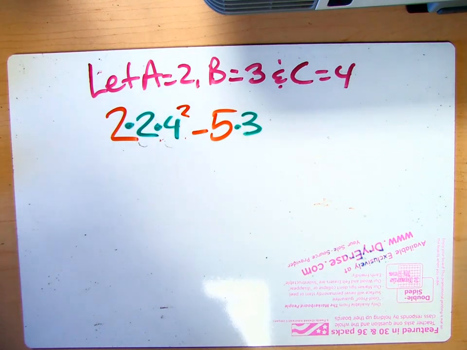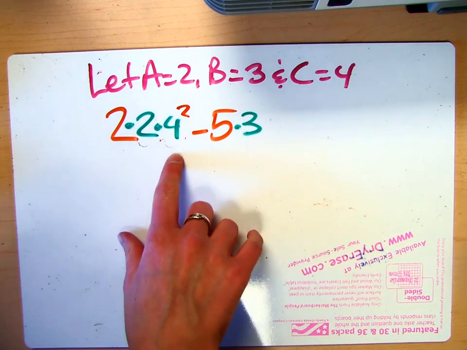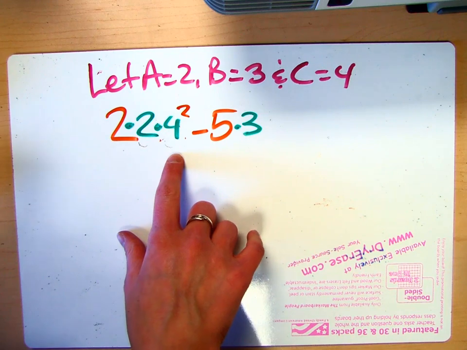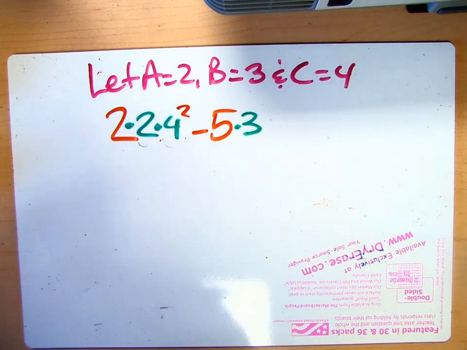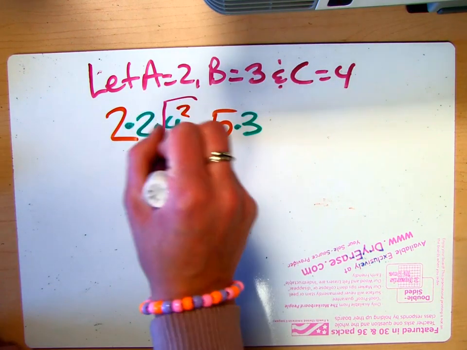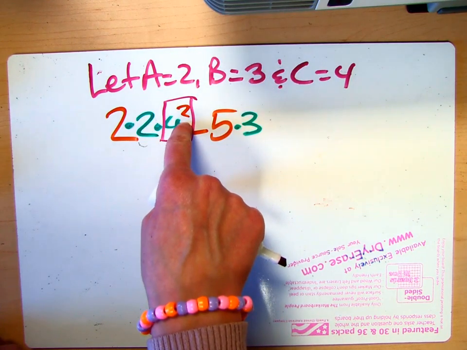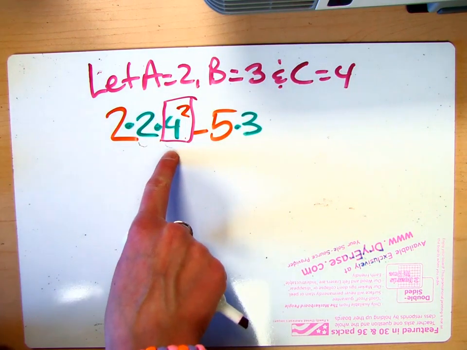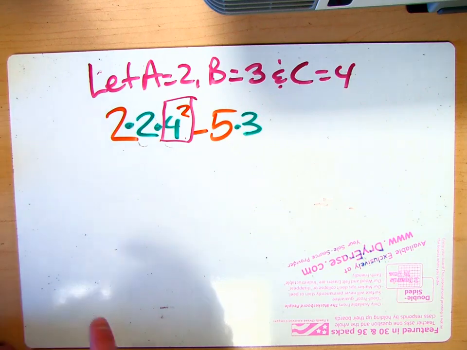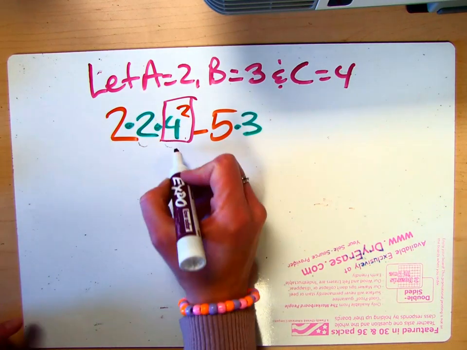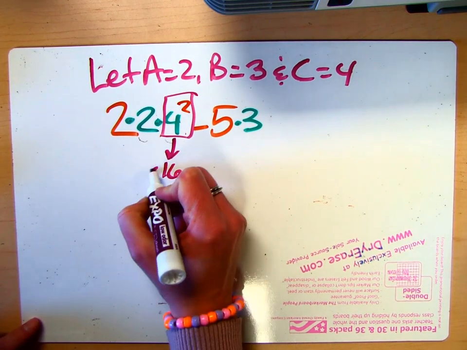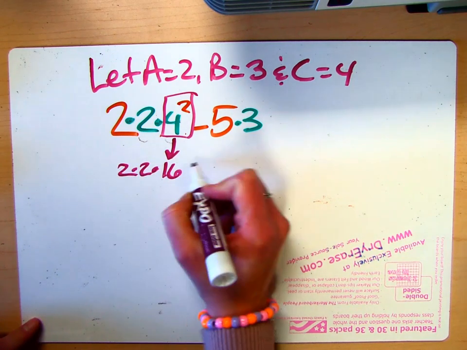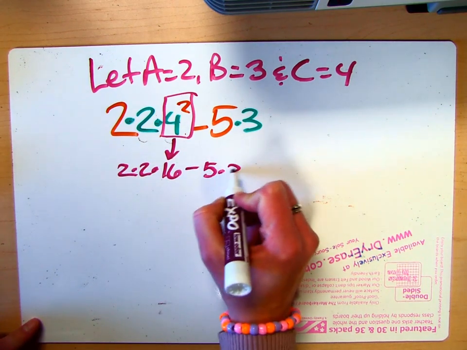Okay, so next step is the exponent. The only thing that we're going to put the exponent on is this 4. The reason that the 4 is the only thing getting the exponent is because that exponent of 2 is only touching the 4 directly. It is not touching anything else. So I'm going to do 4 to the second power, which is 16. And then I'll bring down everything else.